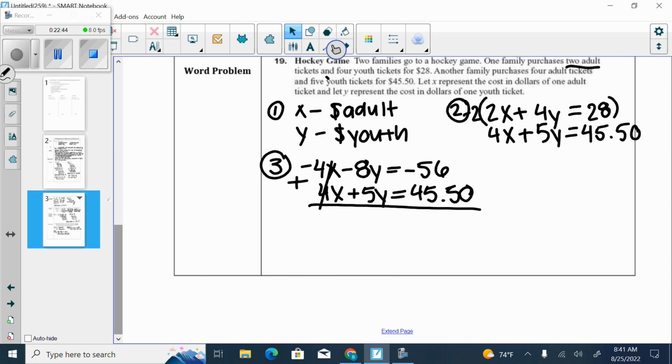So there go those x's. Alright, I also have -8y plus 5y. What's that going to give us? Very good. And then I have -56 plus 45.50. What's that going to give us? Good. -10.50. Then what should we do?